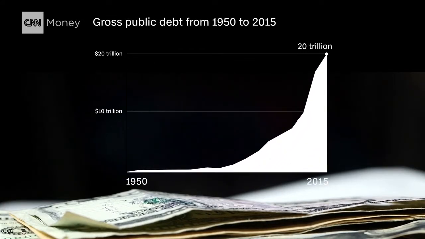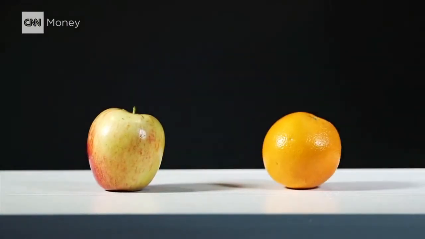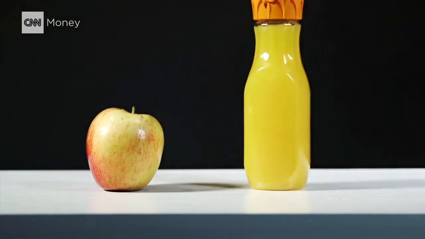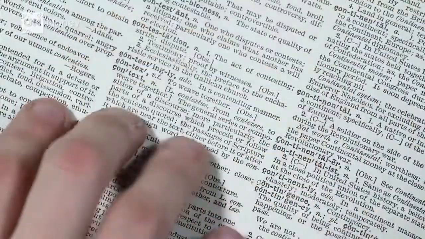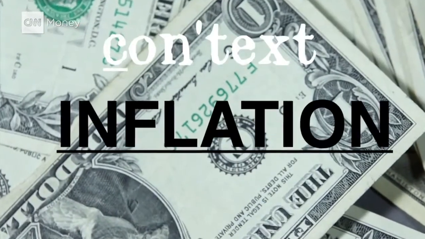But comparing the debt then to comparing the debt now is a bit like comparing apples to oranges. It's not even that close. It's more like apples to orange juice. That's because when you talk about the debt and the deficit, you need context. And the first thing to keep in mind, inflation. Talk to anybody with gray hair. Money ain't what it used to be.